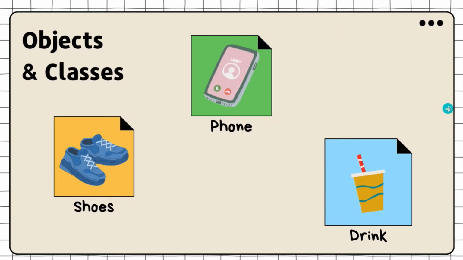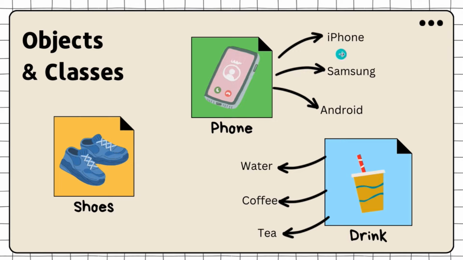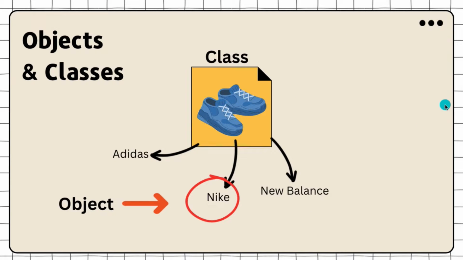Those could be objects. Right, so if I take a phone, I could have an iPhone, a Samsung, an Android. A drink could be water, coffee, tea, right? So drink is my class, and then these could be objects of my class. So if we take a class of shoes, objects could be Adidas, Nike, New Balance. Now we see this object. What if I take this a step further?